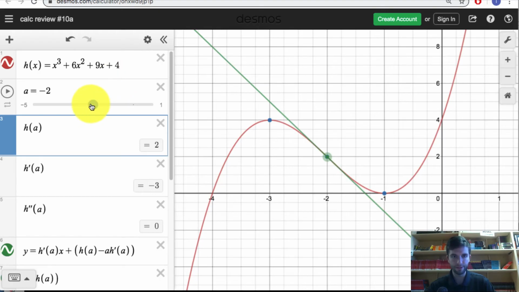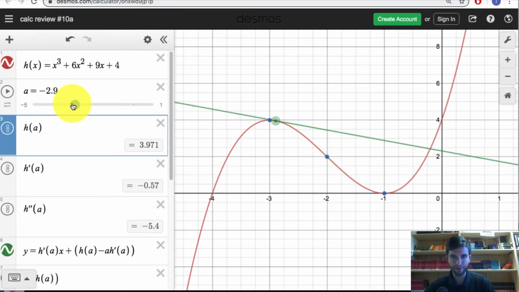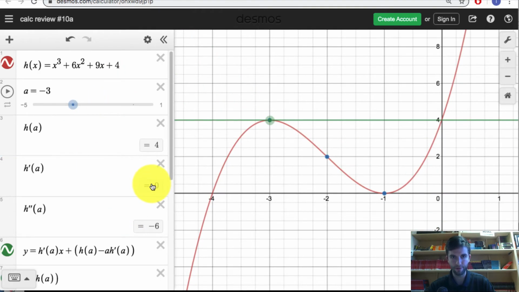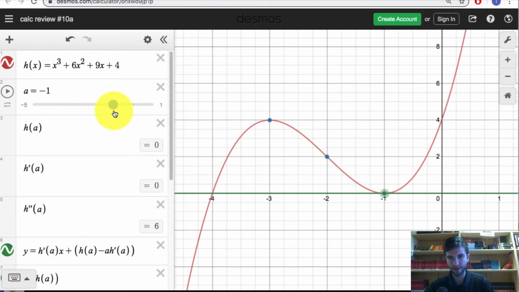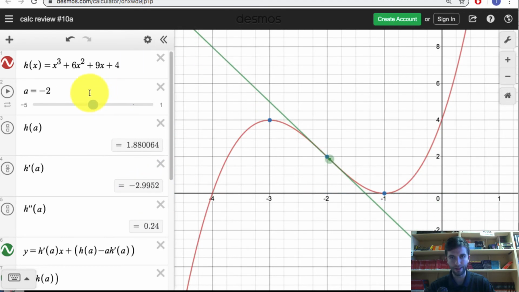So we have found that when x is -3, the first derivative is 0, so it might be a local max or min. When x is -1, the first derivative is 0 there as well, which means we might have a local max or min. And right here the second derivative is 0, which means that might be where the function switches from being concave up to concave down or vice versa.